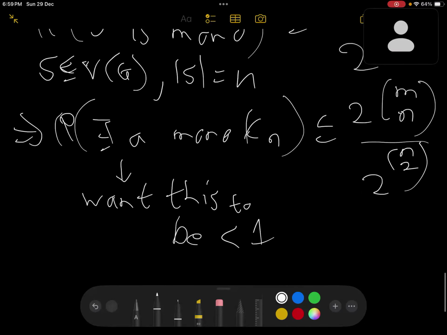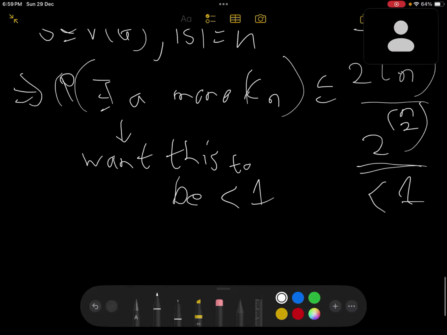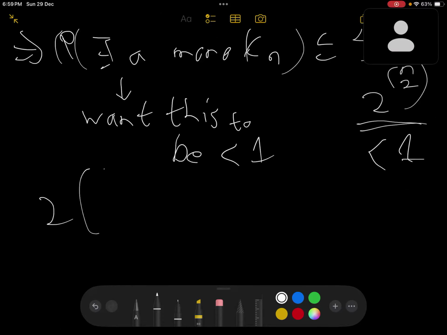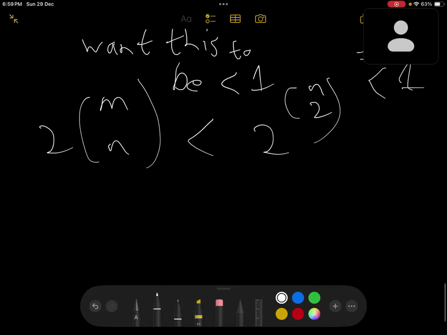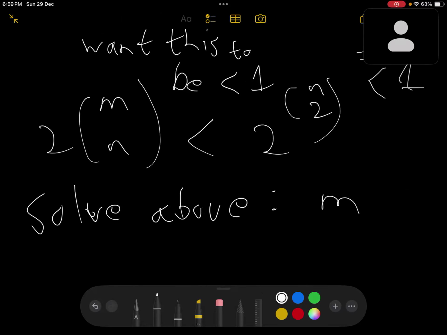And how do we guarantee that? We make this quantity less than 1. So we want 2 raised to m choose n less than 2 raised to n choose 2. And solve above. Now it's just a bit of calculation to get m. You need m to be... this works basically. I'm not going to do that.